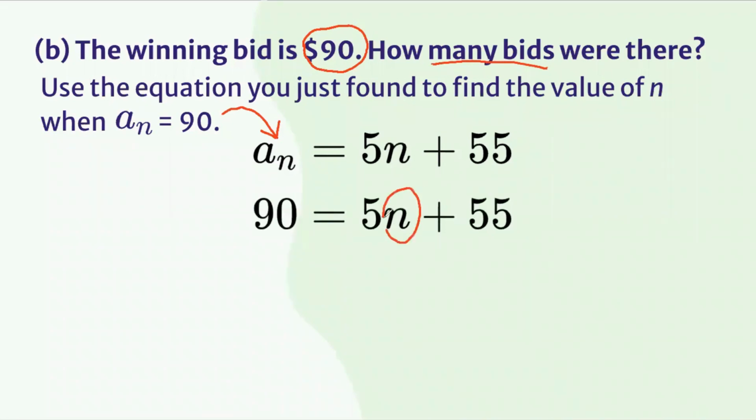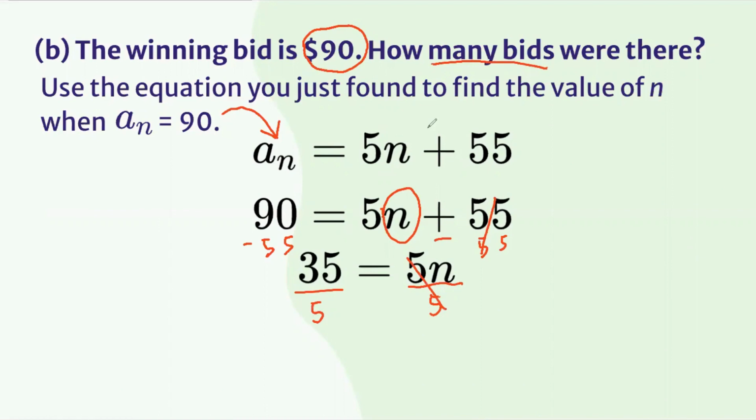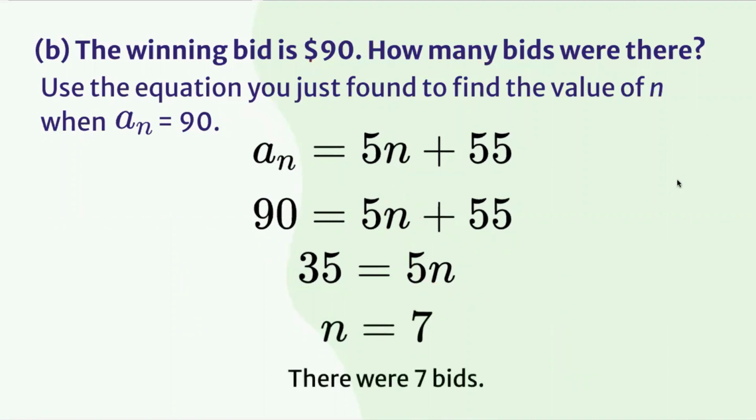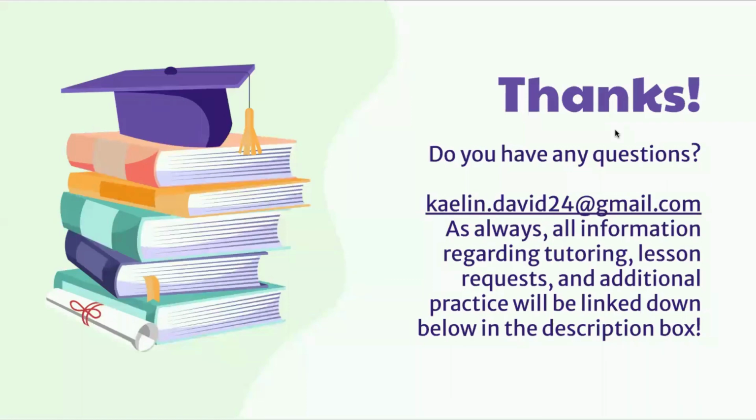You're looking for n. So first you want to subtract 55 from both sides to isolate n. That would give you 35 equals 5n. And to completely isolate n, you want to divide both sides by 5, and n will equal 7. And so that means that there were 7 bids, and the 7th bid is going to be your winning bid of 90. And so if you were to look at that on an arithmetic sequence, your 7th term would be 90.